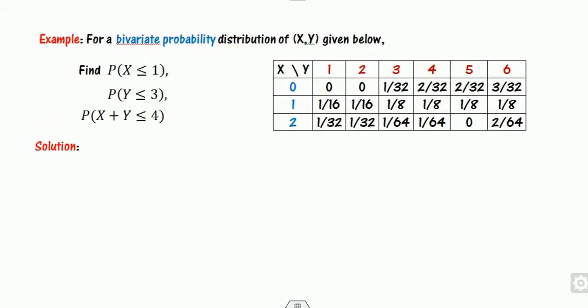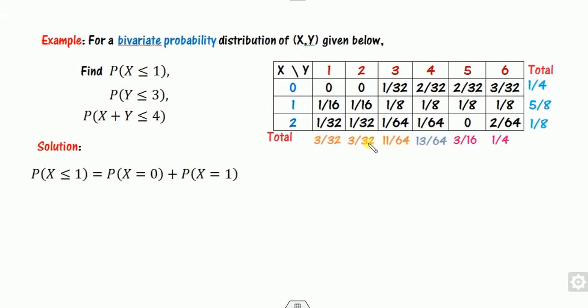One more example is there. Consider the bivariate, that means a joint, two-dimensional variable. The probability is given to you. You have to find P(x less than 1). So what is x less than 1? You can write it here. So look at that.